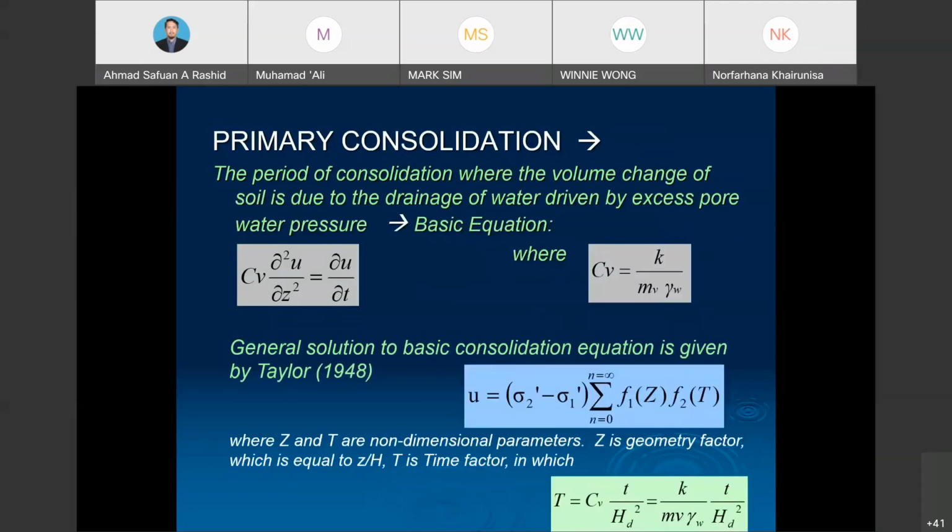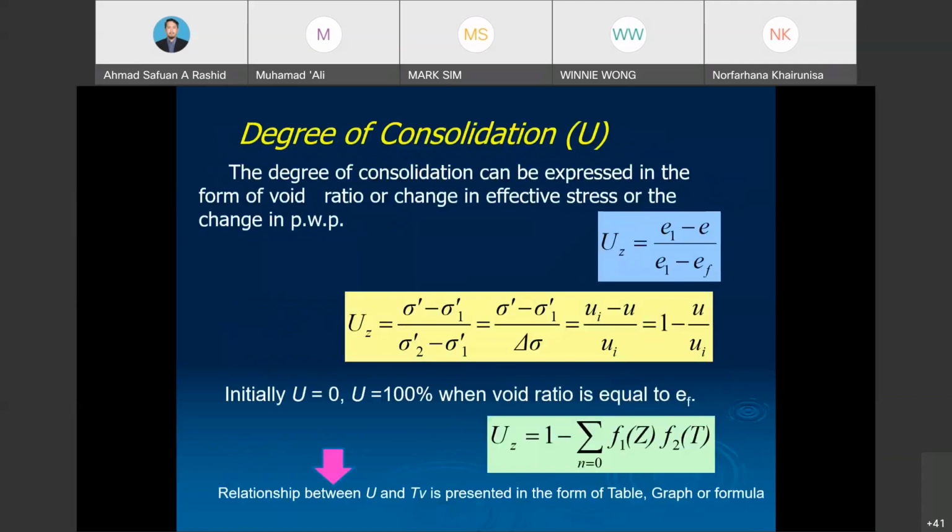Same with the previous one. Then U is the degree of consolidation. The degree of consolidation can be expressed in the form of void ratio, or change in effective stress, or the change in pore water pressure. So U is equal to e1 minus e over e1 minus e final. Initially U is equal to 0, and U is equal to 100% when the void ratio is equal to e final. The relationship between U and Tv is represented in the form of table, graph or formula. So the degree of consolidation can be related with the time factor Tv.